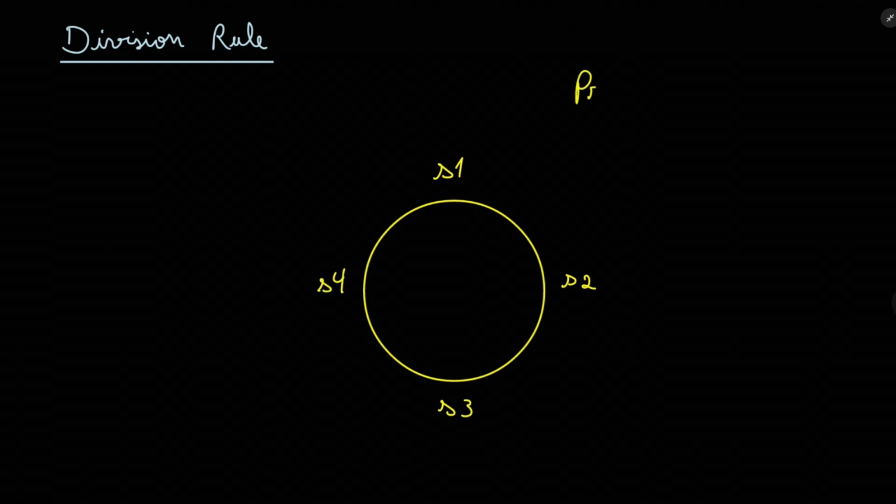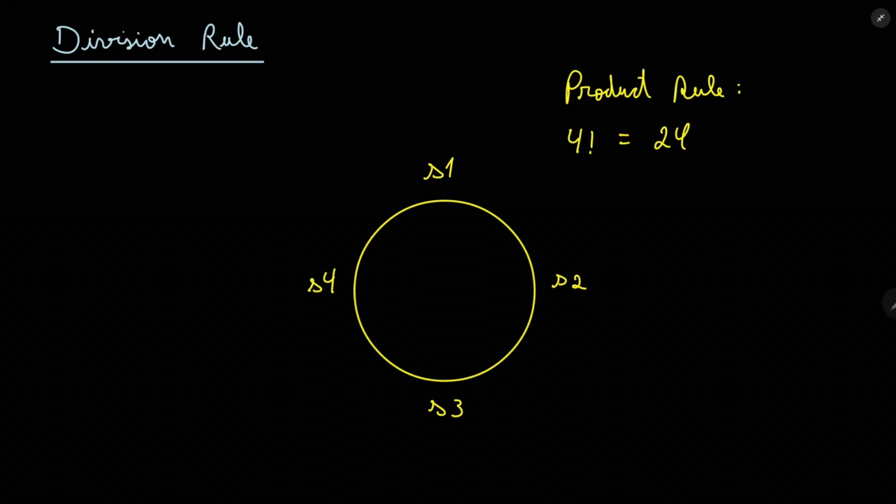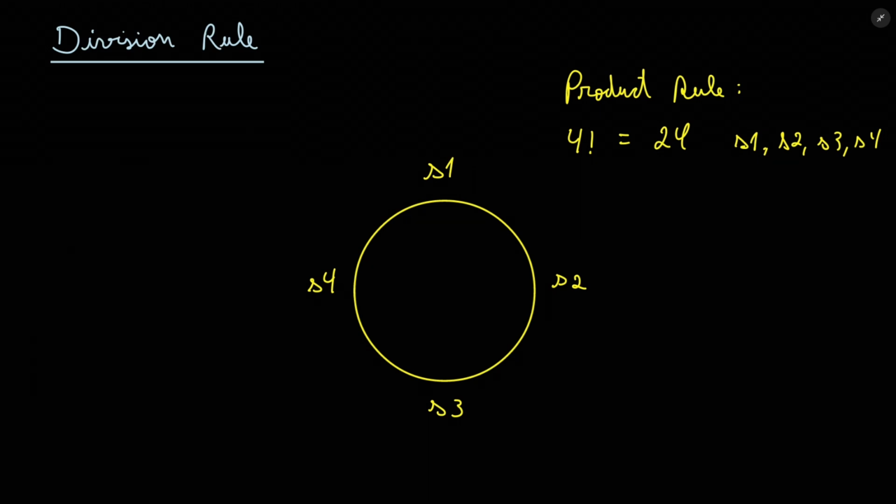If we apply the product rule, we might start by arranging them in order. We know that there are 4 factorial arrangements, so 24 linear arrangements. And when I say linear arrangement, I mean this would make sense if we had them arranged linearly, like S1, S2, S3, and S4. But at a round table, 2 arrangements that differ only by rotation are the same seating.